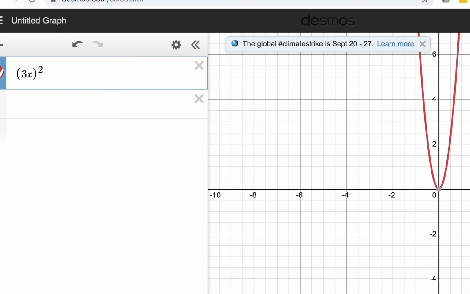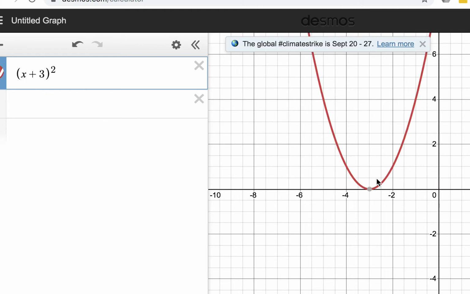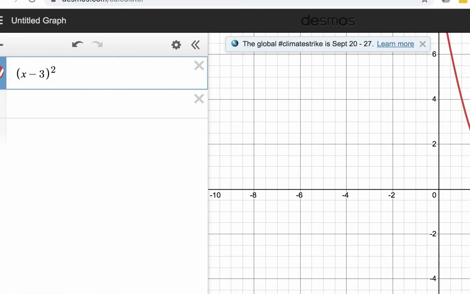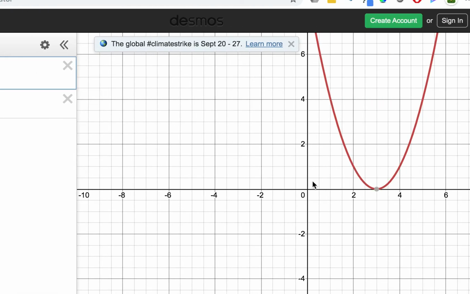Okay. Now, what happens if we do x plus 3 inside? Well, this is actually counterintuitive for most students, but it moved to the left, or in the negative direction. So we put a plus sign here, we get a negative. As you might have guessed, if you put a negative, you actually move to the right 3.